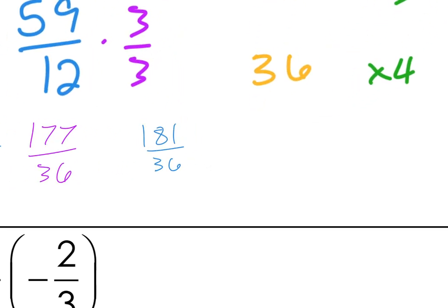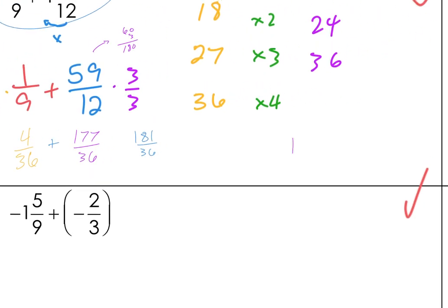181 cannot be divided by 2 or 3, 4, 5, 6, 7? Nope. 8, 9, 10. It can't be divided by any of those. So here's what I'm going to do. Let's just do this. 181 divided by 36. And let's just start guessing through this. How about 5? 36 times 5. That's 30. That's 180. So check this out. This is 5 and 1/36.